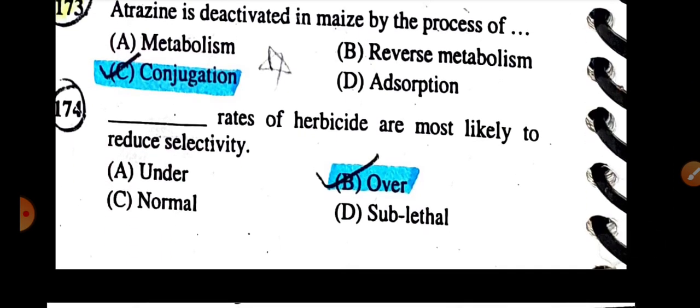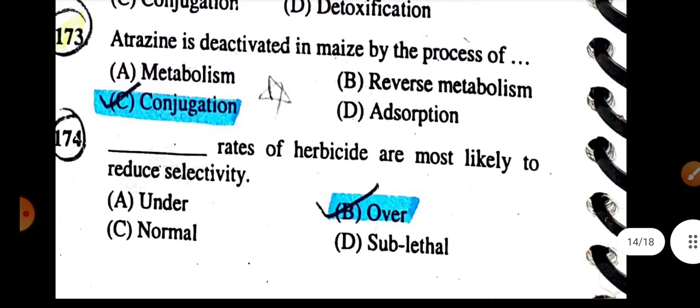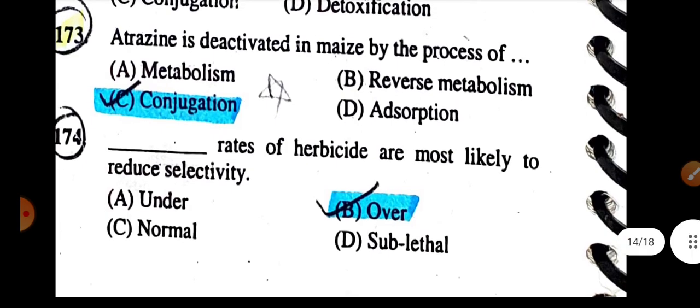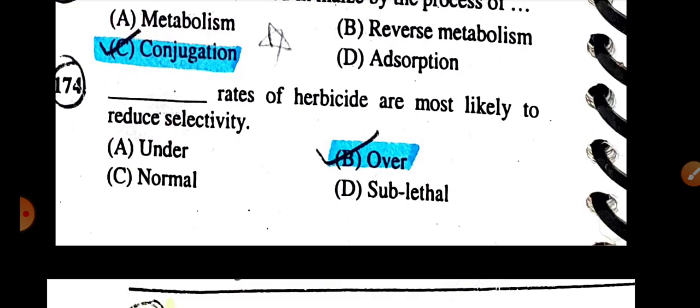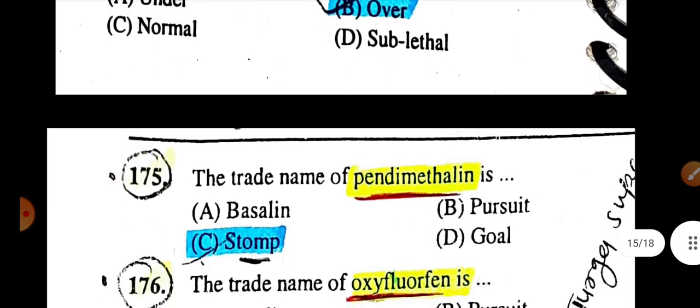Atrazine is deactivated in maize by the process of conjugation. Over rate of herbicide is most likely to reduce selectivity.